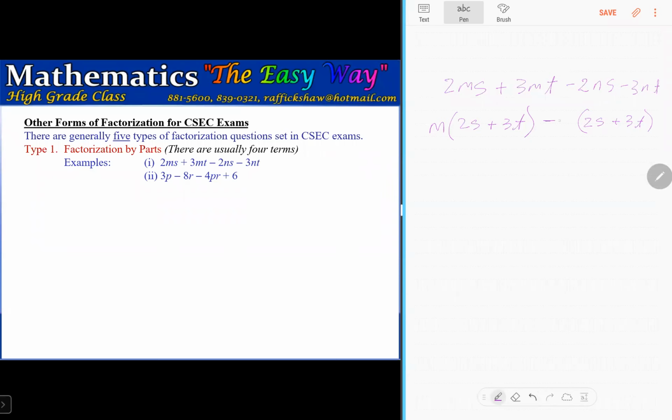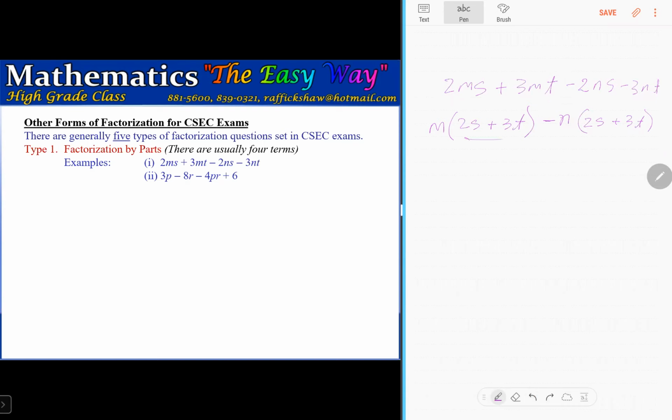So factor out the negative n. And remember, it has to be plus something or minus something factored out. And then you check it. The negative n times this gives me that. Then the negative n times the t gives me negative 3nt. So that's how I know that the factorization is correct.